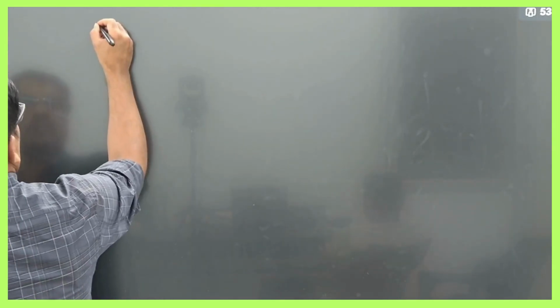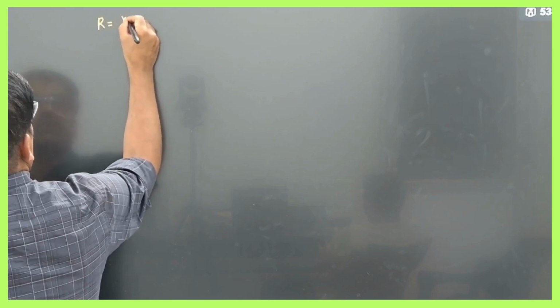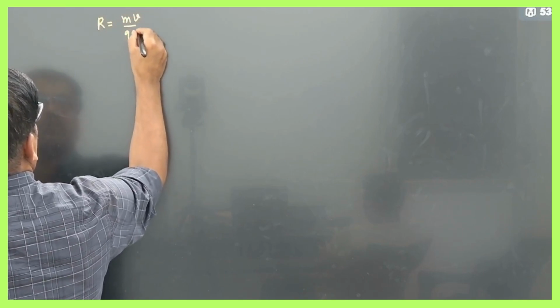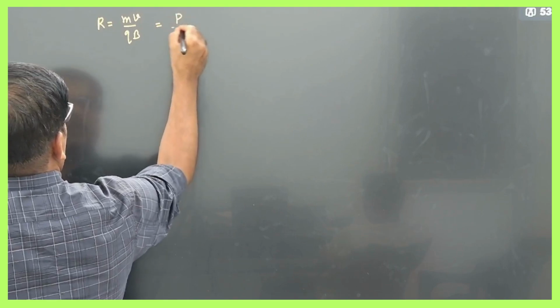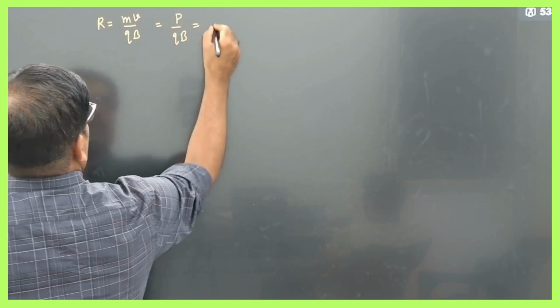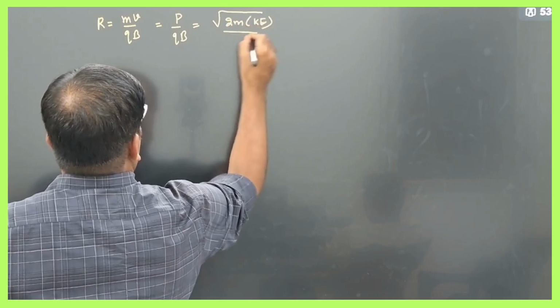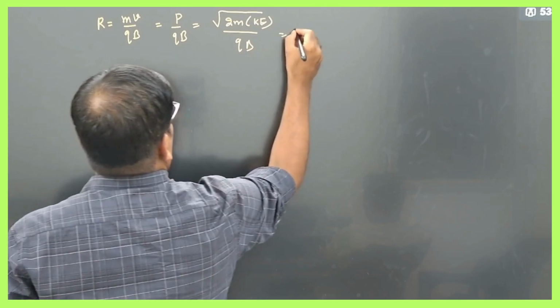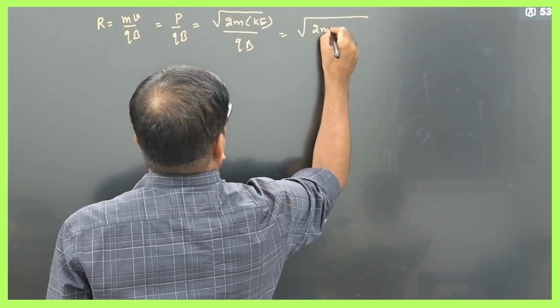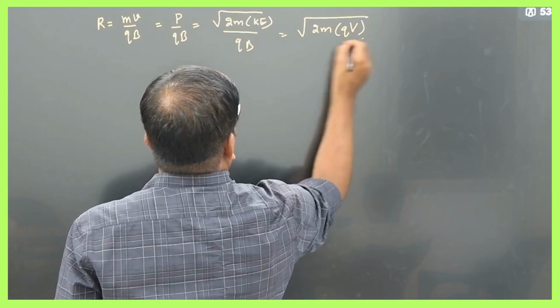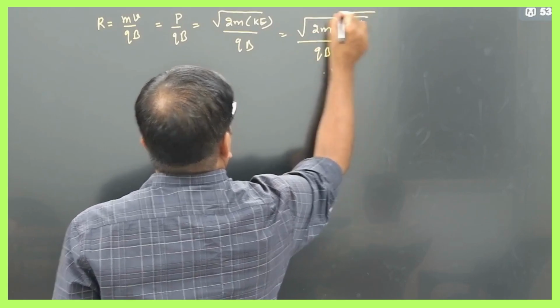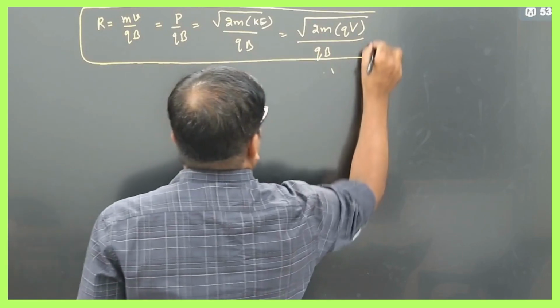So we'll write down the formula one more time. Therefore r, the radius, is equal to mv by qB, or momentum by qB, or square root of 2m into kinetic energy by qB, or square root of 2m into q into potential difference by qB. So these all are the formulas for radius.